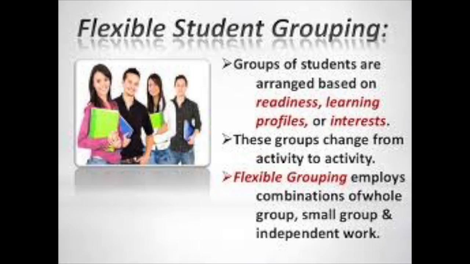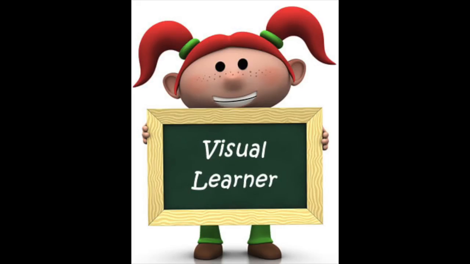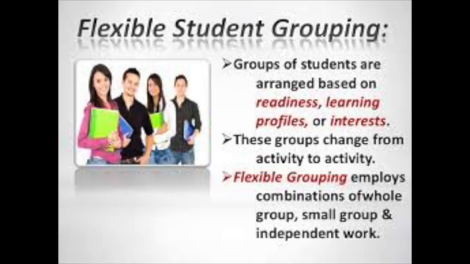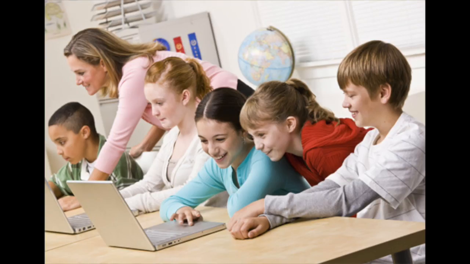The last type of grouping is flexible ability grouping. Whereas tracking or homogeneous grouping calls for static groups, flexible ability grouping calls for grouping and regrouping that meets individual learning needs. These groups of students are arranged based on readiness, learner profiles, or interests. This type of grouping also uses combinations of whole group, small group, and independent work. Wormley argues it is essential for teachers to use all three types to achieve the highest level of learning.